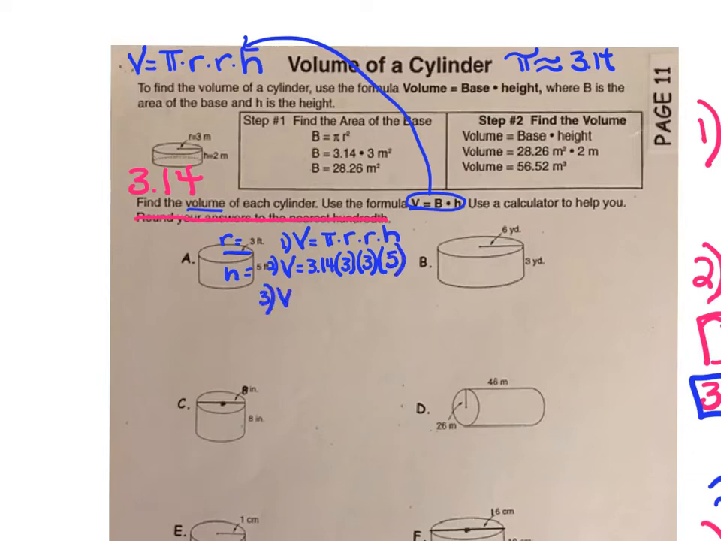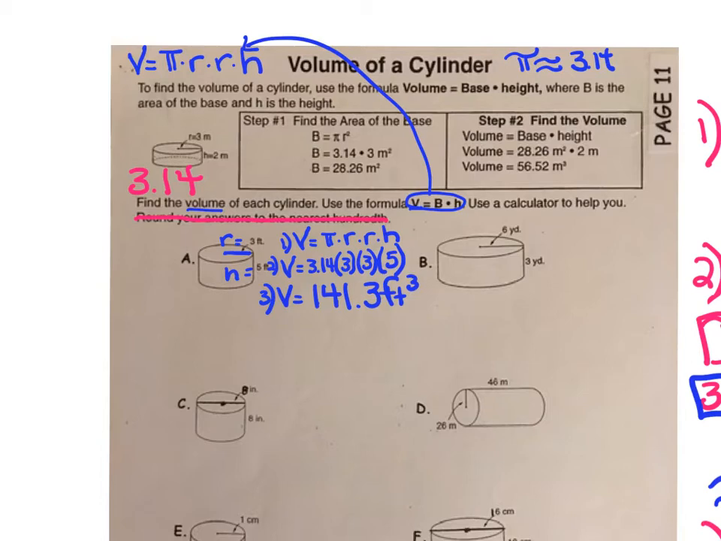Grab your calculator, do not use the pi key, and punch in this problem and calculate the volume. Pause the video if you need a moment to enter this information into your calculator. You should have gotten 141.3 feet cubed. Let's move on to letter C together.